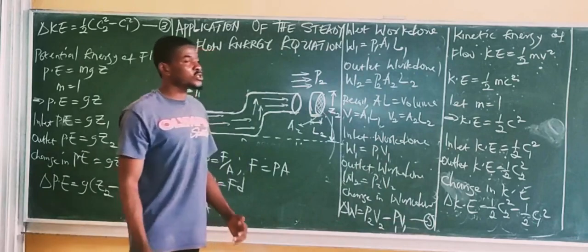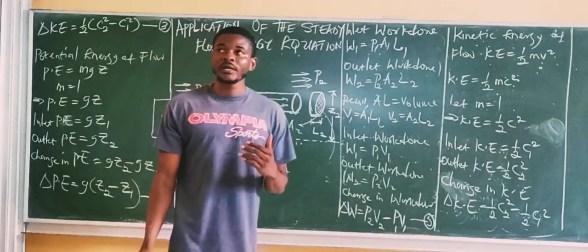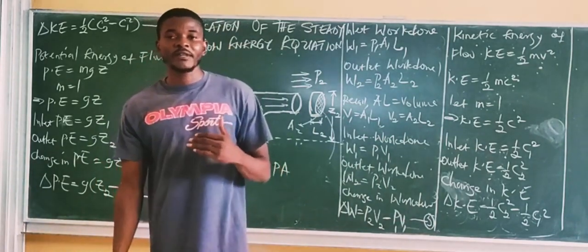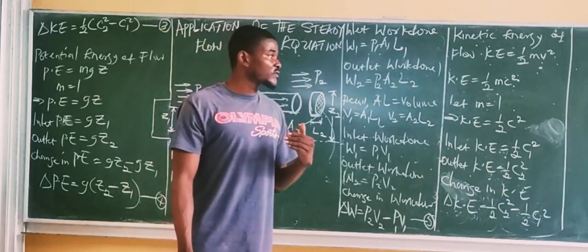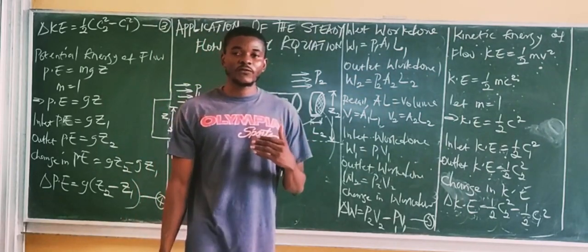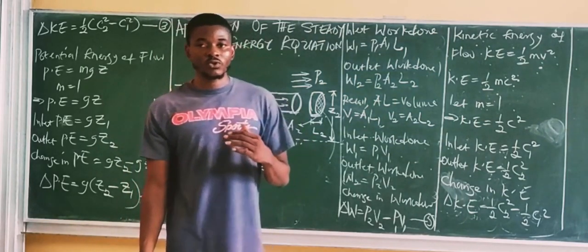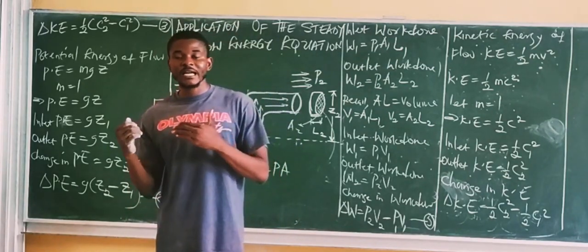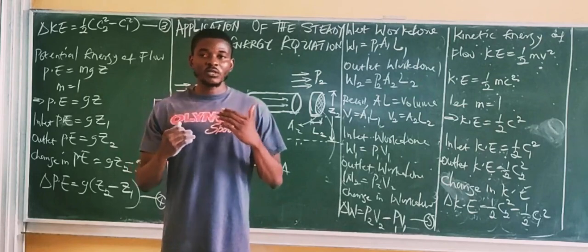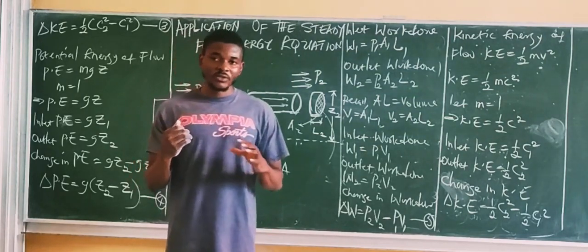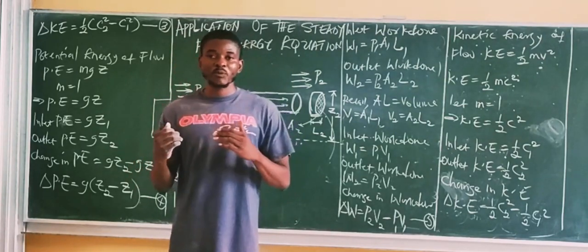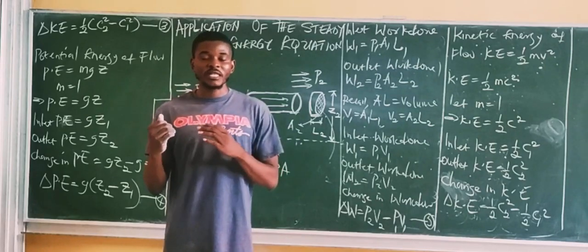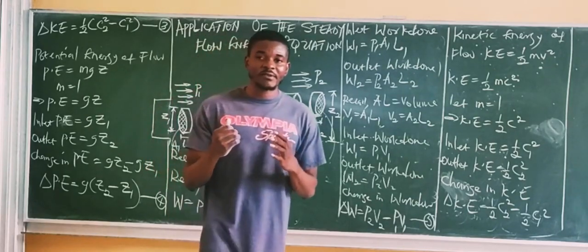Substituting equations 2, 3, 4, and 5 into equation 1 gives us what is called the steady flow energy equation. It is called steady flow because the fluid continuously flows in and out of the system without restriction. Therefore, the initial energy and the final energy can never be the same.